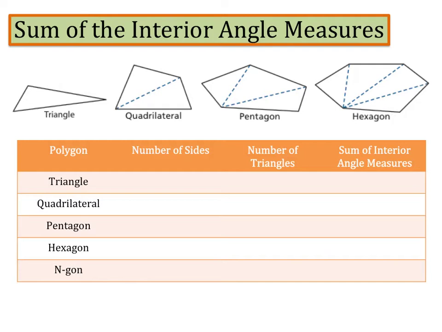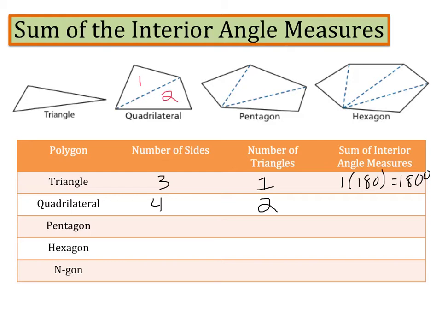So for the first polygon, let's look at a triangle. We know triangles have 3 sides, and within a triangle there's only one triangle. So the sum of the interior angle measures of a triangle is just 1 times 180, which equals 180 degrees. That makes sense. Now if we have a quadrilateral, now quadrilaterals have 4 sides. If you draw a diagonal through a quadrilateral, we have one triangle here and another triangle here. So in a quadrilateral, we have 2 triangles.